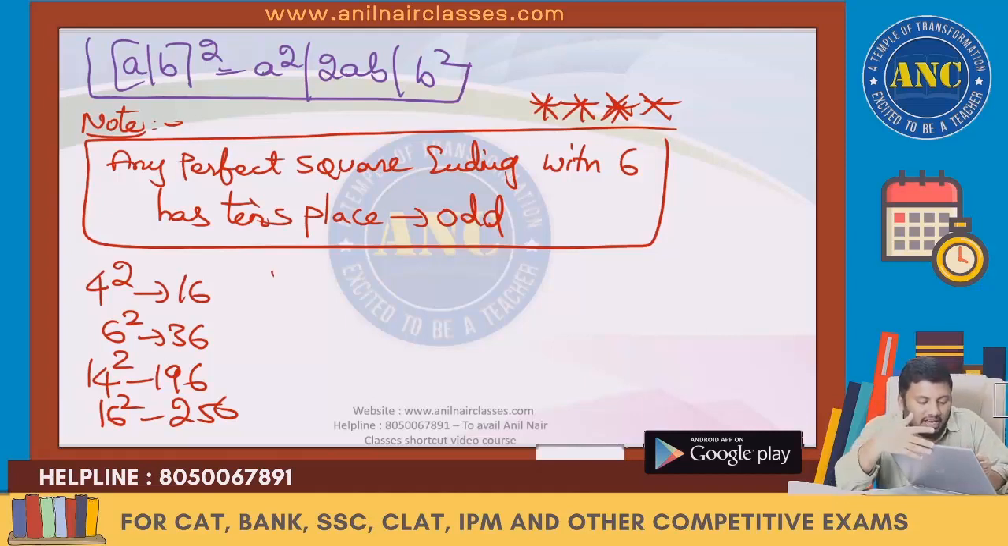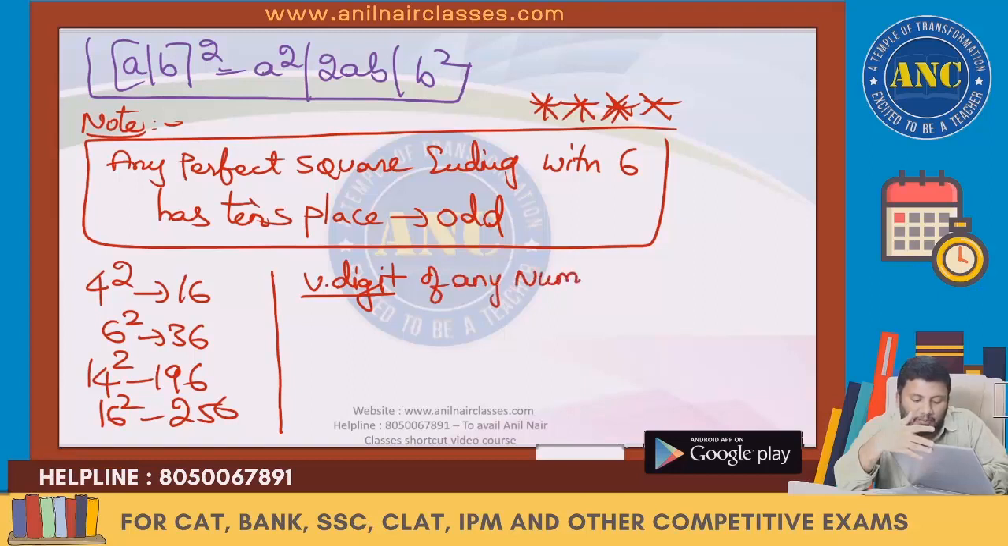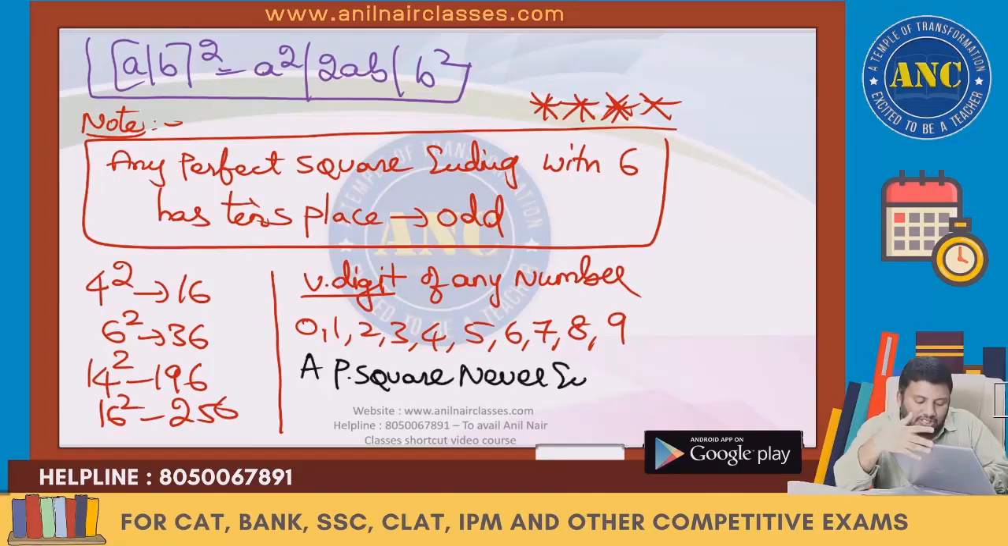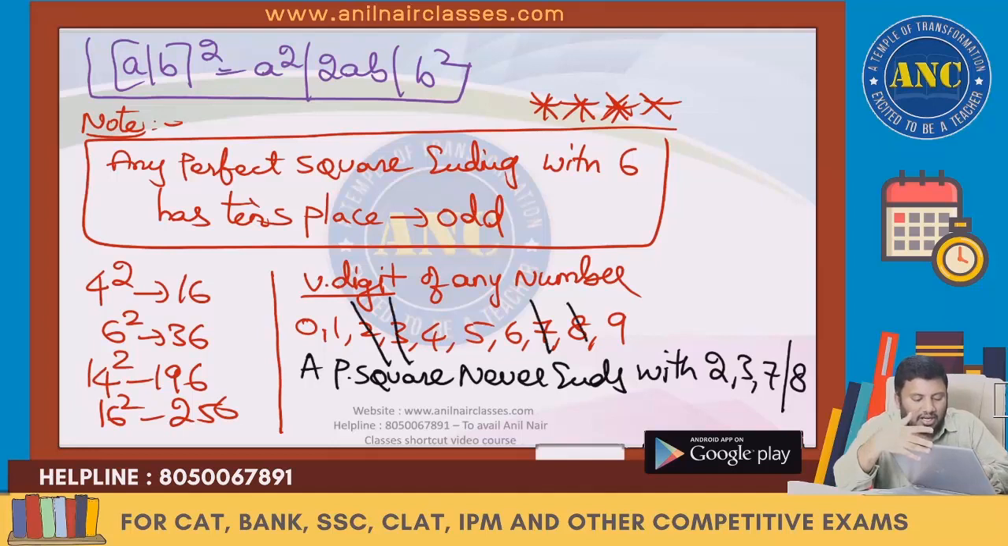I hope it is clear, or otherwise I can tell you this. Unit digit of any number will be from 0, 1, 2, 3, 4, 5, 6, 7, 8, 9. Another point which we know, a perfect square never ends with 2, 3, 7 or 8. The proof I will give you also. A perfect square never ends with 2, 3, 7 or 8. It is ending with 0: 10 square is 100, it ends with an even number of zeros.